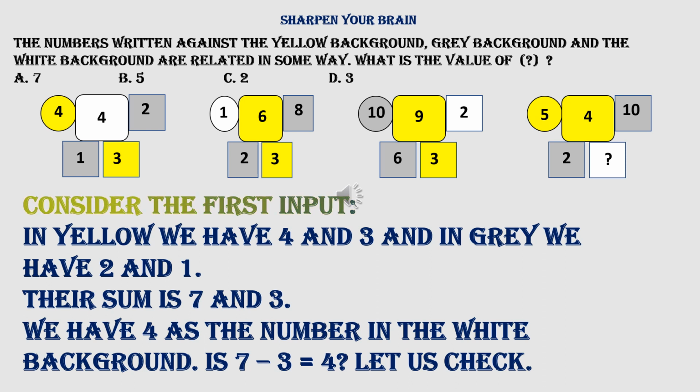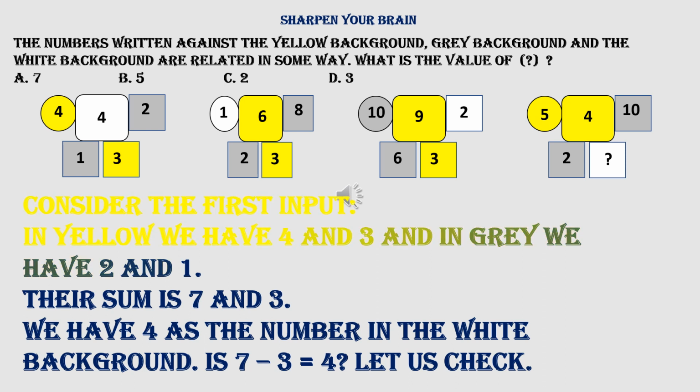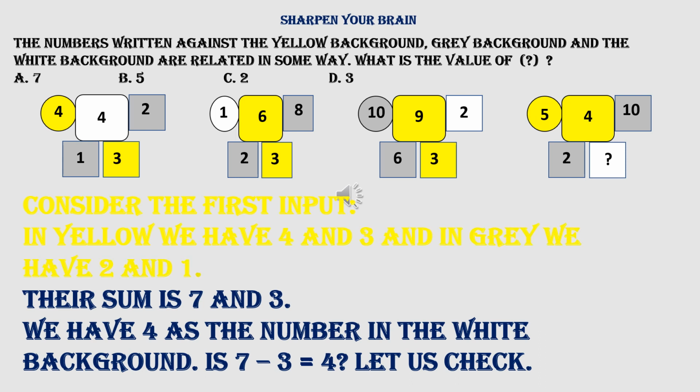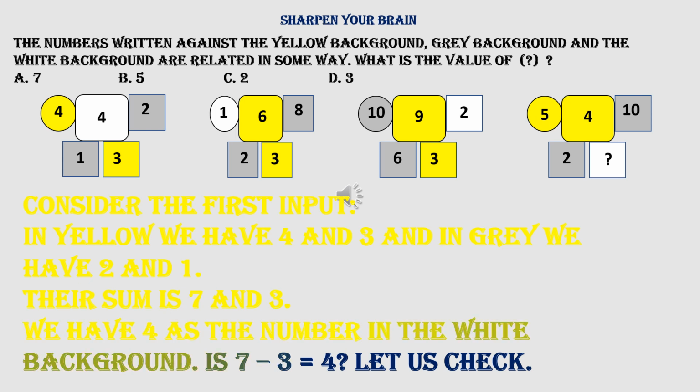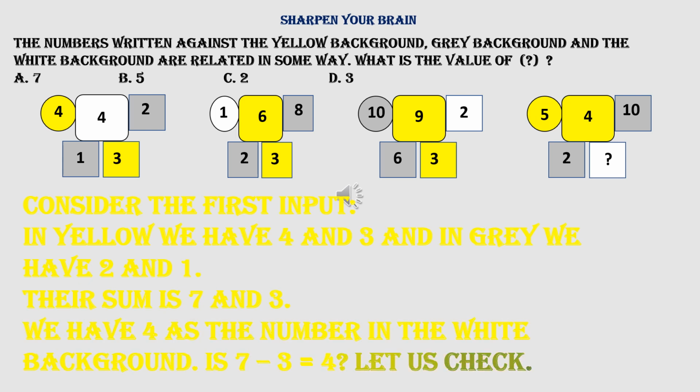Consider the first input. In yellow we have 4 and 3. And in gray we have 2 and 1. Their sums are 7 and 3. We have 4 as the number in the white background. Is 7 minus 3 equals 4? Let us check.